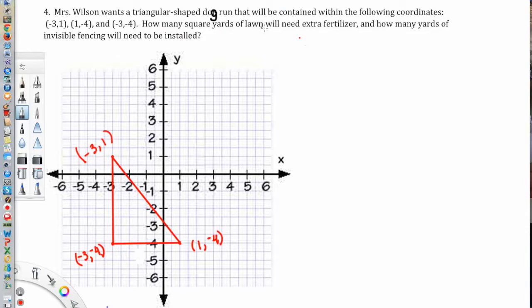It says, how many square yards of lawn will need extra fertilizer, and how many yards of invisible fencing will need to be installed? Well, let's take care of the area first, and the second one, finding the perimeter, is going to be a little more challenging, and you'll see why in a moment.